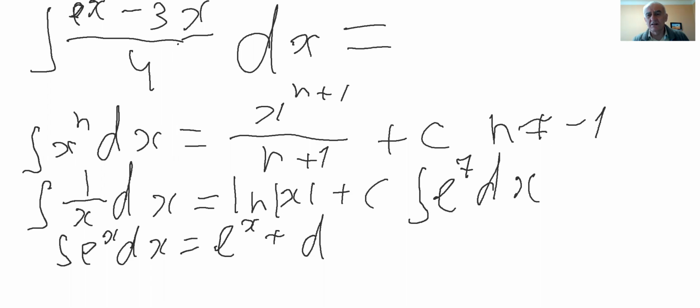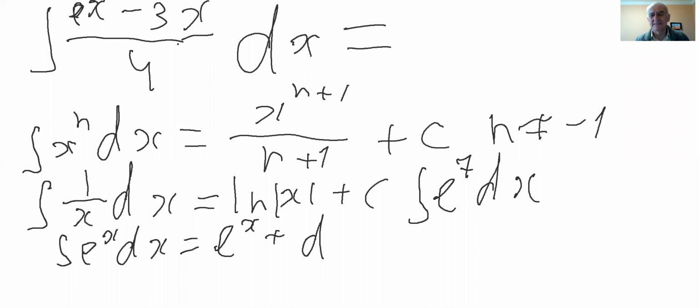And what is the difference between these formulas? In the power function, we have the variable in the base, and in the exponential function, we have the variable in the power. Okay, my question is, what will be the integral of the function e to power 7 dx?